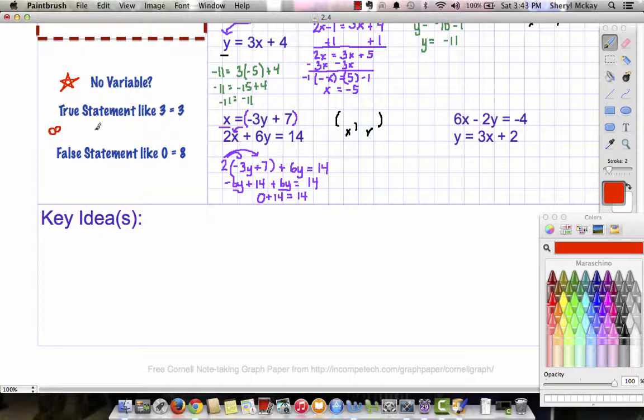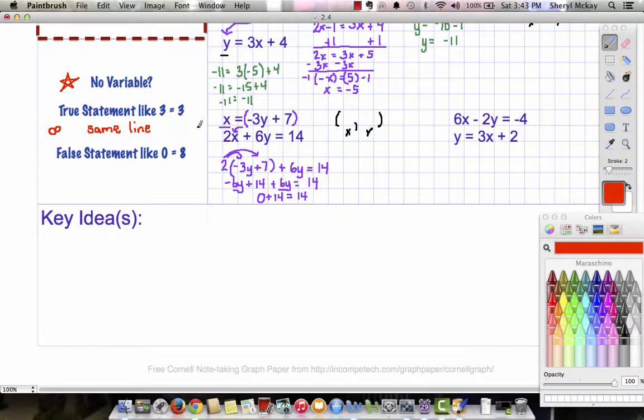Infinite number of solutions because your two equations are the same line. If you had taken the time to graph them, you would have seen that they were the same line. So when you lose your variable and what you're left with is a true statement like 3 equals 3 or 14 equals 14, then you know that you have an infinite number of solutions because it's the same line.